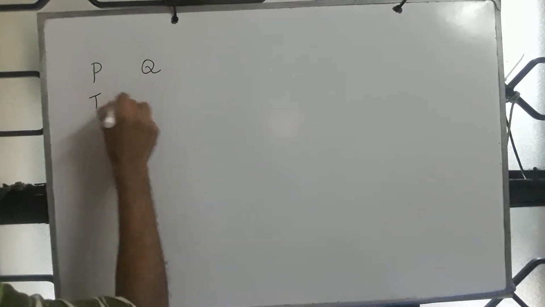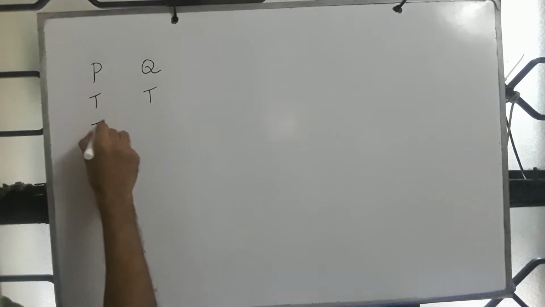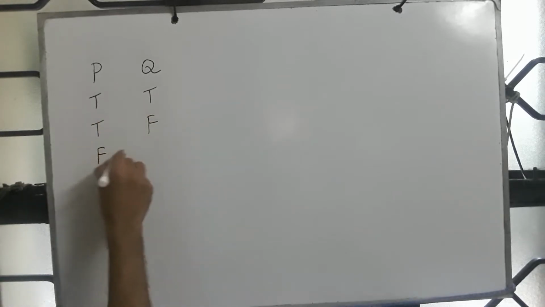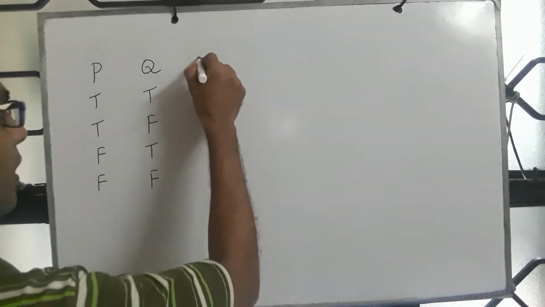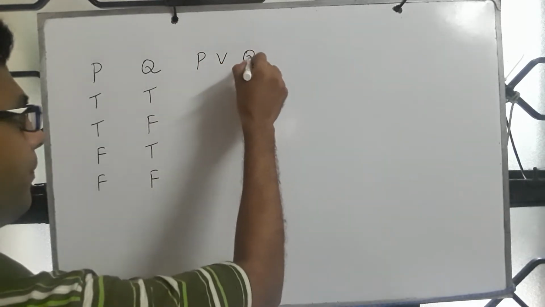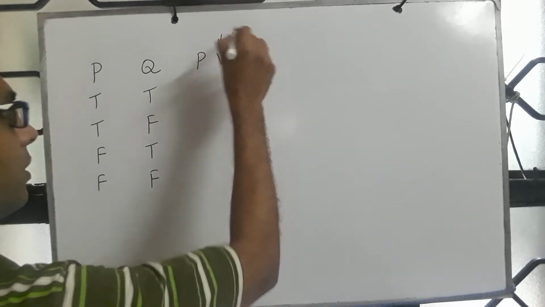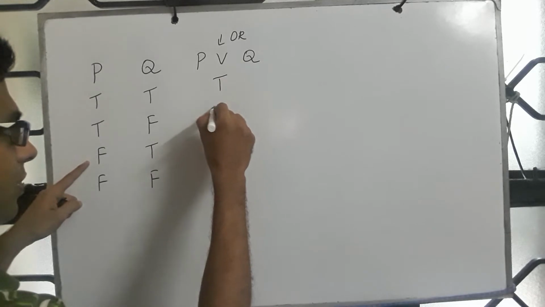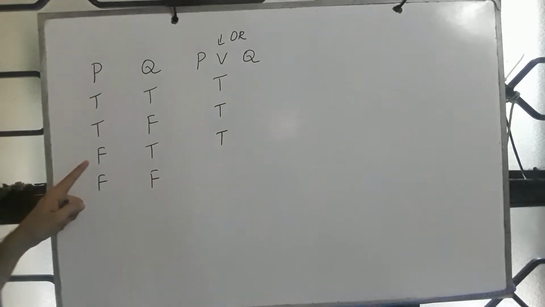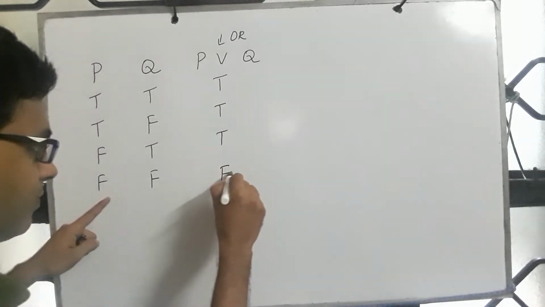So P is a logical statement, Q is a logical statement. So this can take true, this can also take true, this can take true, false, this can take false, true, both are false. Now the truth value of P or Q is the following. It is or, inclusive or, at least one has to be true to say that the logical value of the statement P or Q is true. When both are false, this one is false.